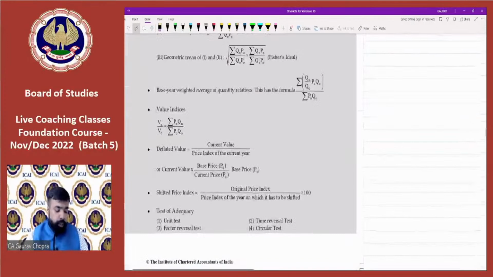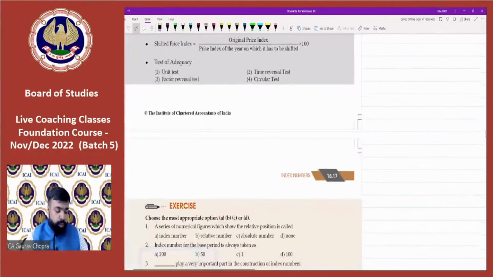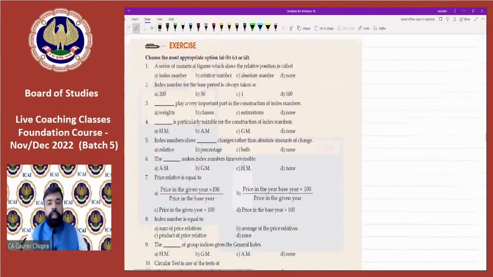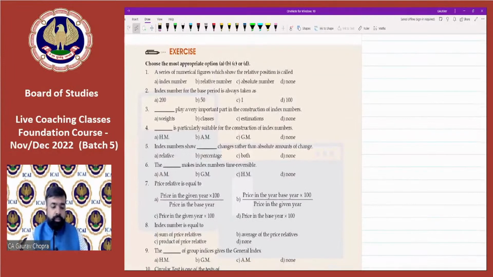Okay, Lakshmi is asking how to search you on Google and how to contact. You can simply write the name CA Gaurav Chopra and I will be there on YouTube. And from there, you can easily reach me. No worries. So you can simply search CA Gaurav Chopra.